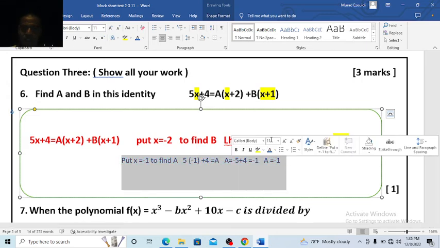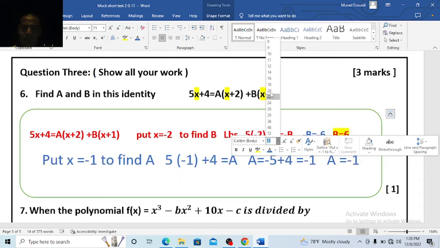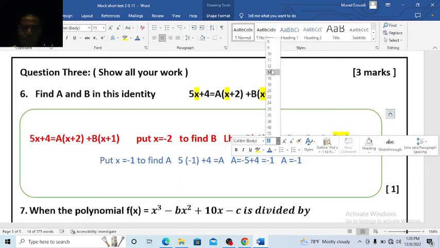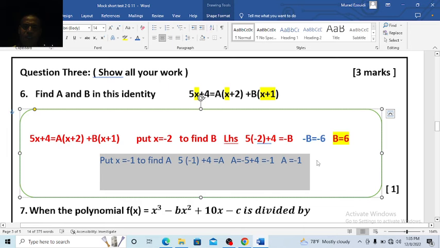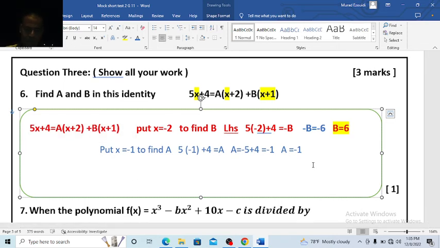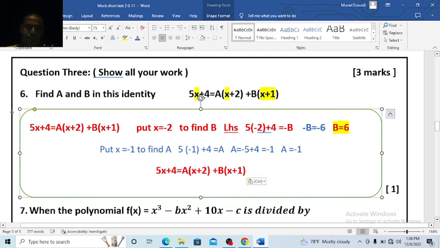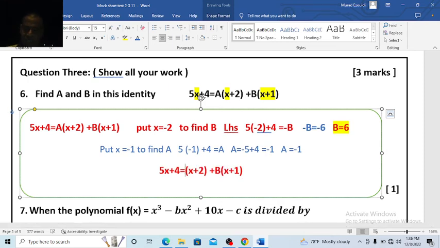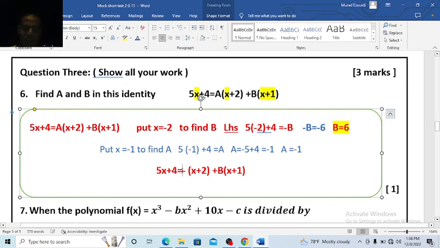Okay, I'll just make it bigger. Okay, 14 is good. Then I will write my equation like that. Again, I will replace what? I will replace a with negative 1 and b with 6. Negative 1 multiply, it's the same, plus 6.